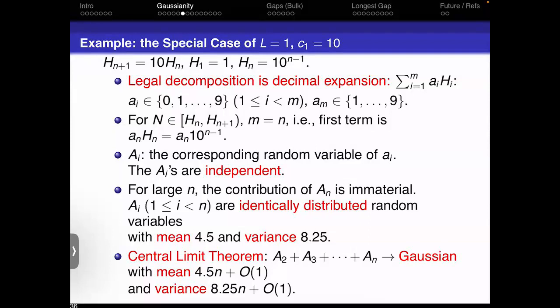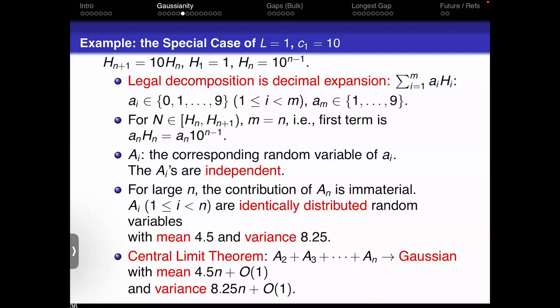So basically, you have 9 choices for the first digit, and then 10 choices for everything else. So just 9 times 10 to the n minus 1 or something like that. So we know how many integers there are very easily. It's just hn plus 1 minus hn. Okay, now we want to calculate the distribution of the number of summands.